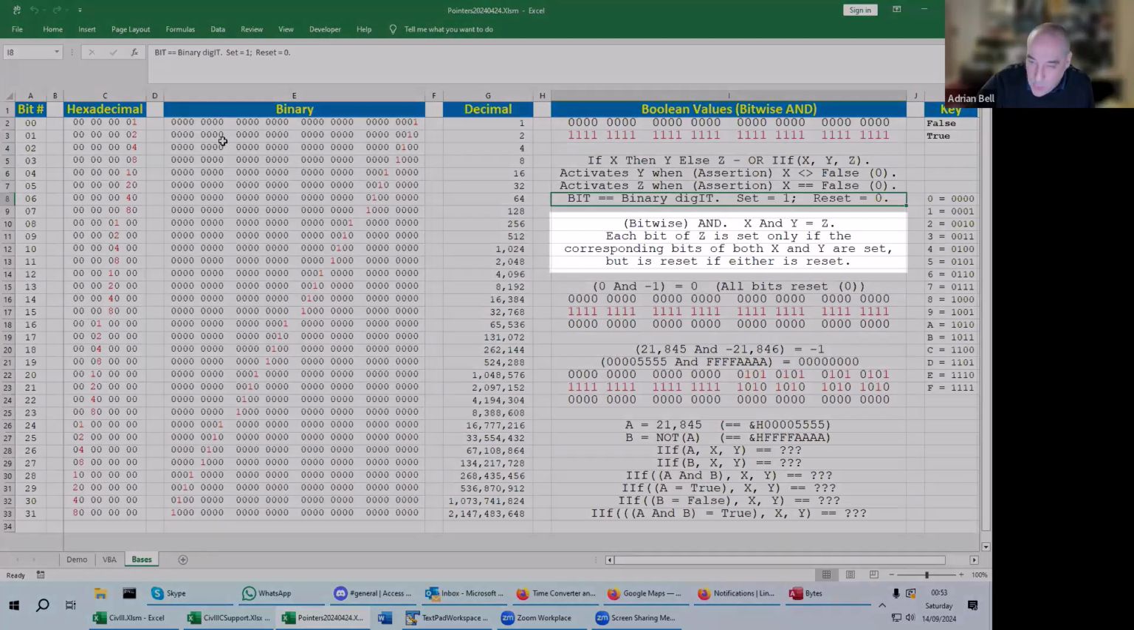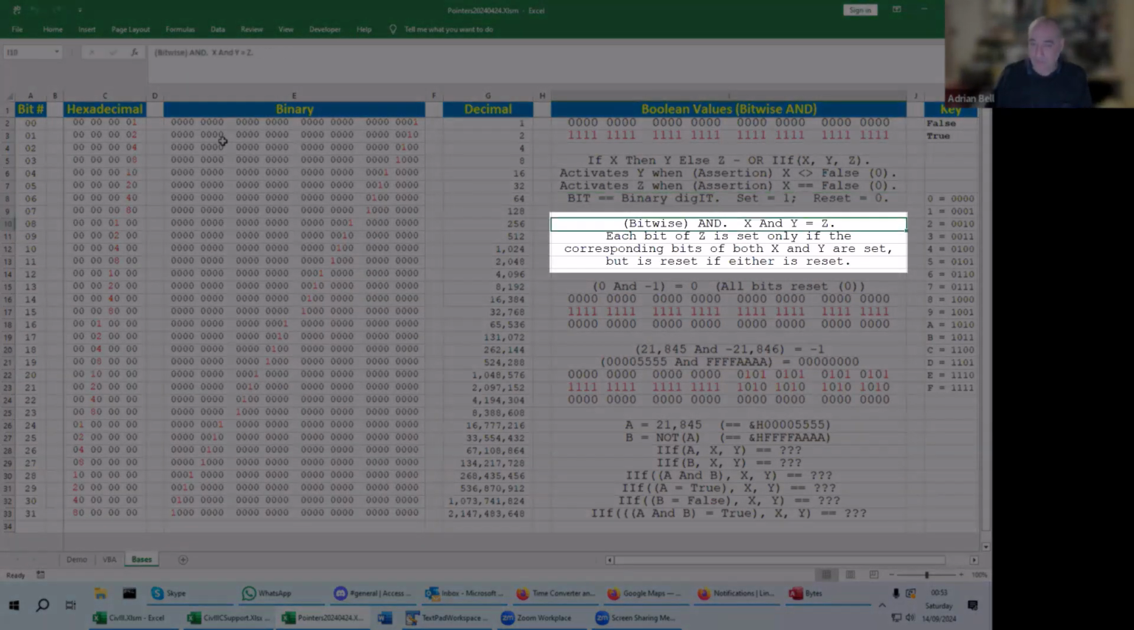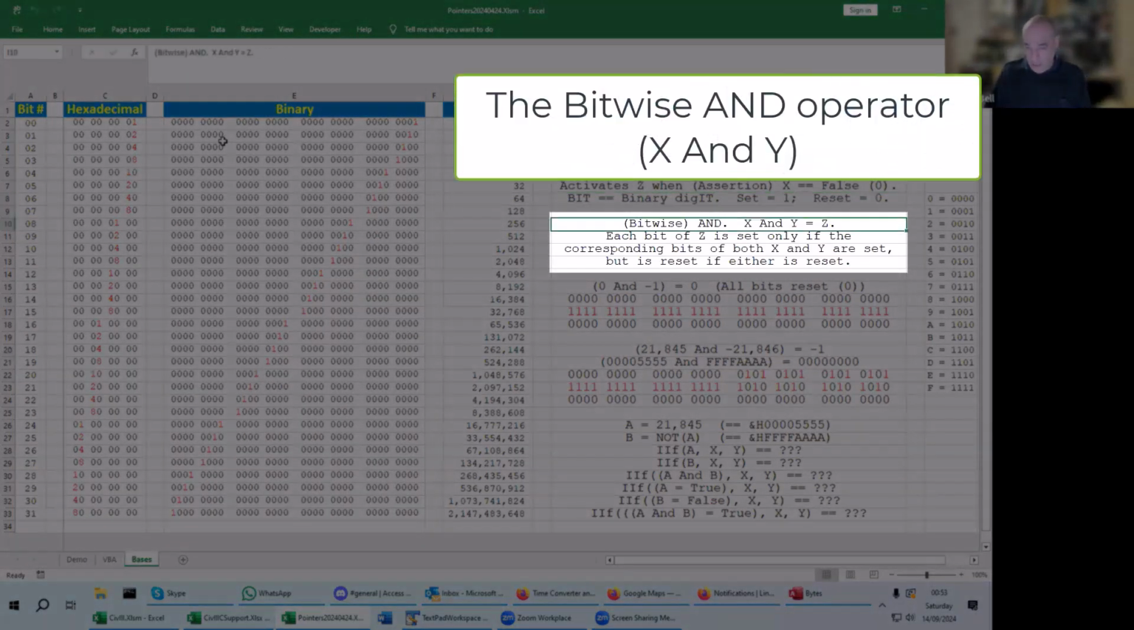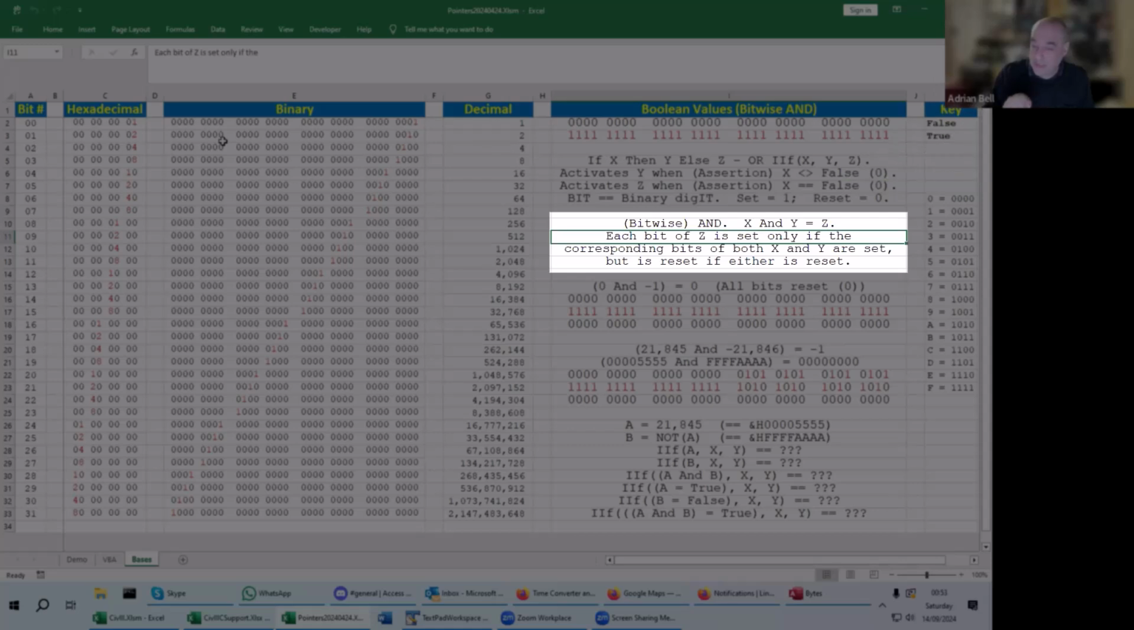So, bitwise AND. X and Y equals Z. Each bit of Z is set only if the corresponding bits of both X and Y are set, but is reset if either is reset. So for set, read 1, for reset, read 0.